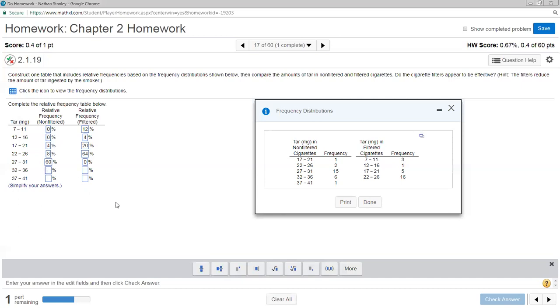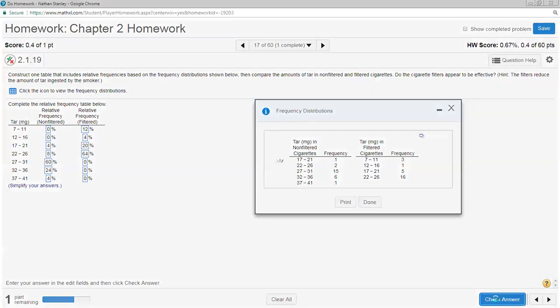And then down below, for 32 to 36, we have 6. We have 6 out of 25 times 100, or 24%. And then for filtered, there are none in that range from 32 to 36, so it would be 0. And then for 37 to 41, we have 1 cigarette among non-filtered, so that would be 1 out of 25 times 100, or 4%. And then last but not least, for filtered, there are no cigarettes with a milligram range of 37 to 41, so that would be 0. Let's check our answer. Hooray!